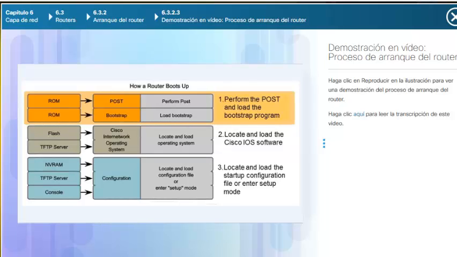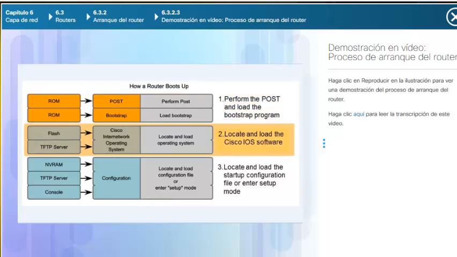In the first phase, the router runs the power on self-test, or POST program, located in read-only memory, or ROM. The power on self-test checks for errors in the hardware, like the CPU, the DRAM, and also the NVRAM. After the system posts, the router then runs the bootstrap program. The bootstrap program is also located in ROM. This is the end of the first phase.